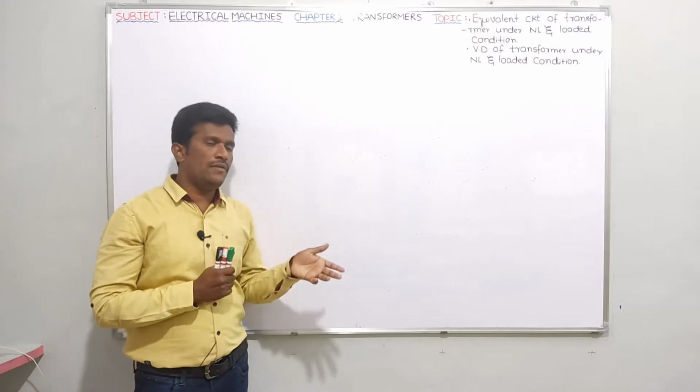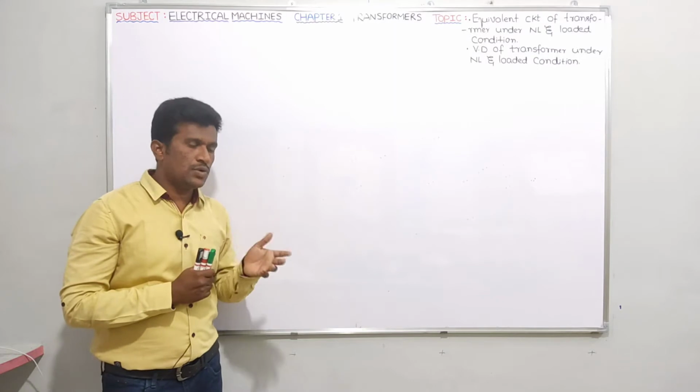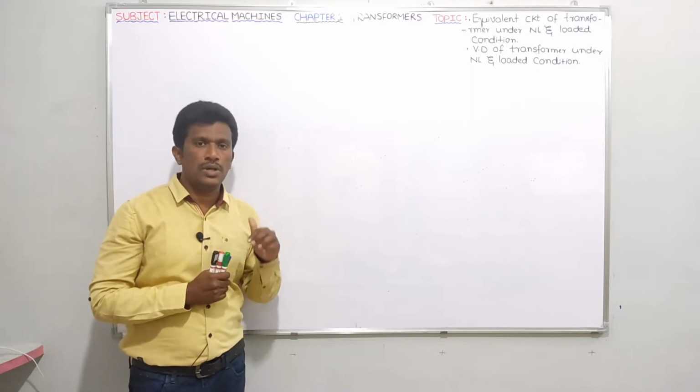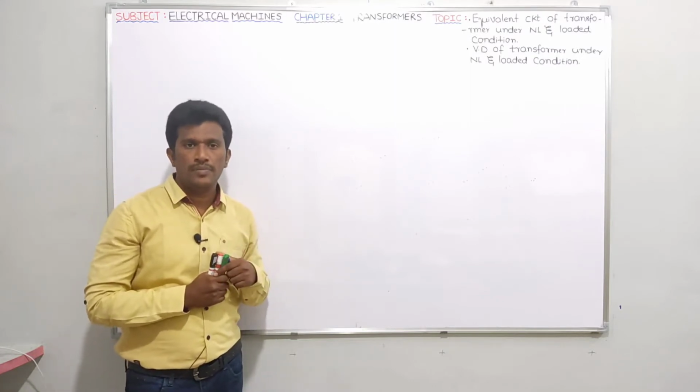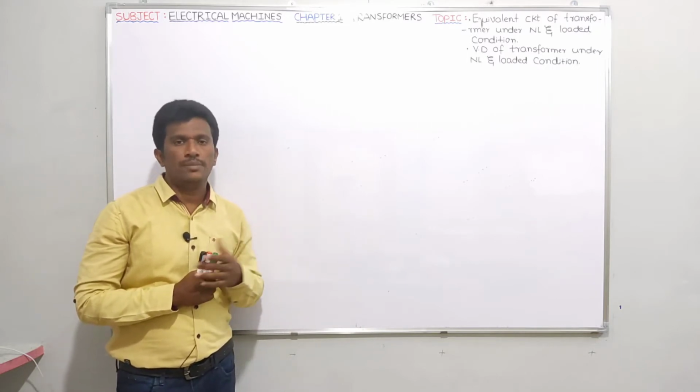I told you we are getting two formulas for transformation ratio, but I asked you to remember one formula, K equals E2 by E1 equals N2 by N1. And turns ratio A equals N1 by N2 equals 1 by K.